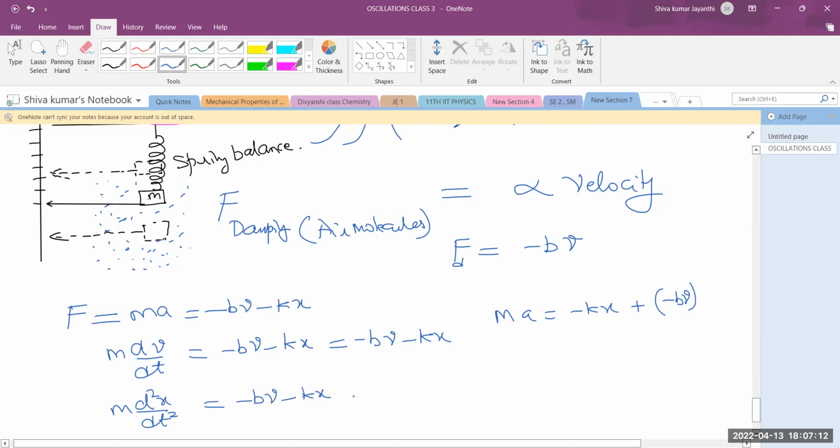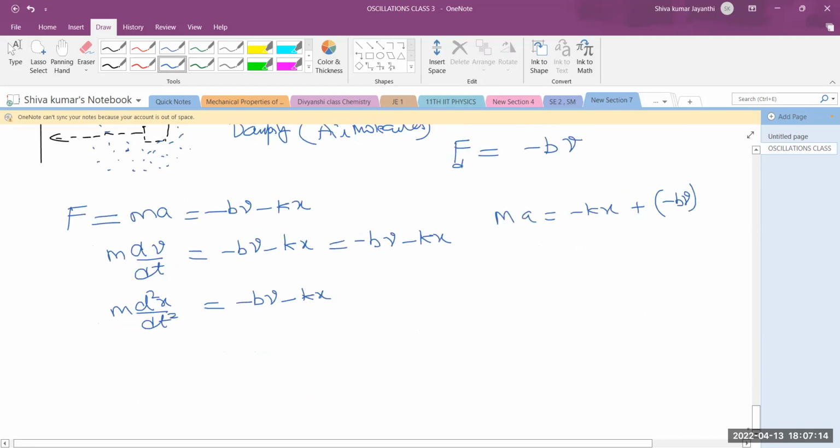Is this understood? You just don't have to remember what all this is. You just have to understand a little bit. This is not going to come in exam. Don't worry. It's removed from syllabus. Just for your understanding, I'm telling you.